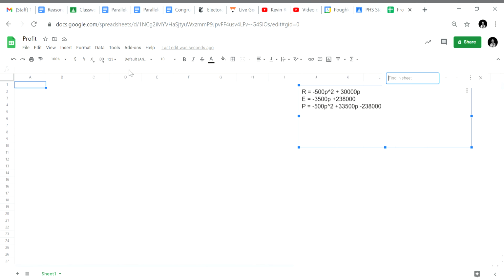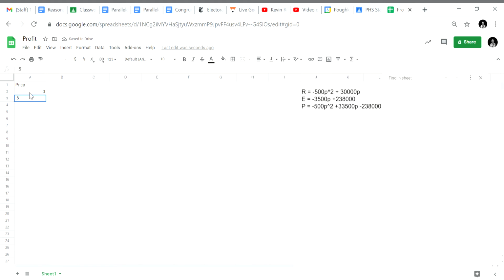So we're going to now graph revenue, expense, and profit together. You see the equations right here. Our first column is going to be price. Now, you saw from the work we want our horizontal axis to go from 0 to 67, but we also want $33.50 to be recorded because that's going to be our maximum profit.